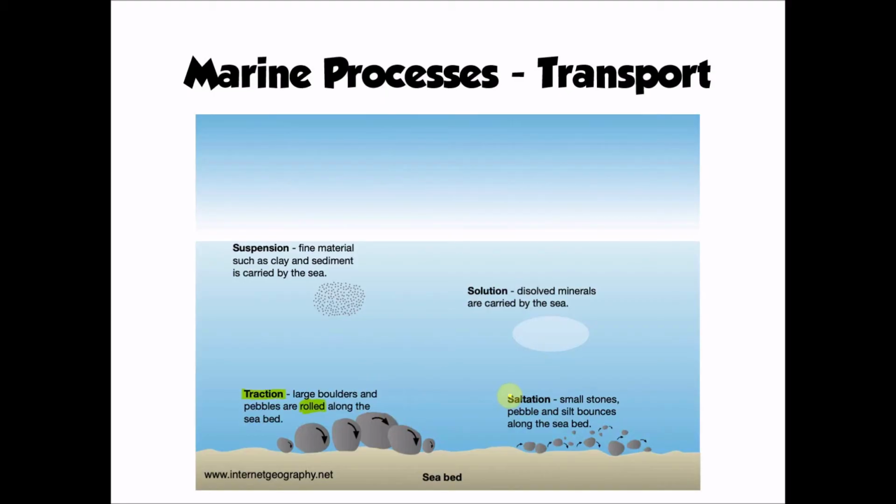Slightly smaller material like stones and pebbles on the beach might be able to be picked up, but only maybe for a short period of time, and therefore they might bounce along the seabed in this process that we call saltation. In traction, the pieces of material never leave the seabed, they're just rolled or dragged along it. With saltation, it's almost more like a hopping or bouncing motion of material along the seabed.